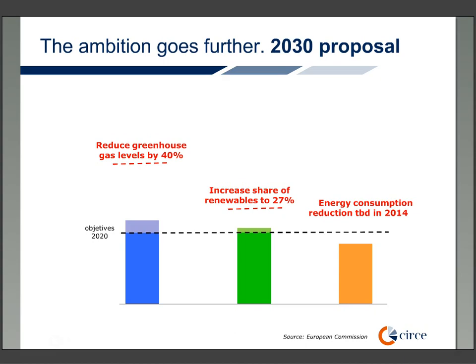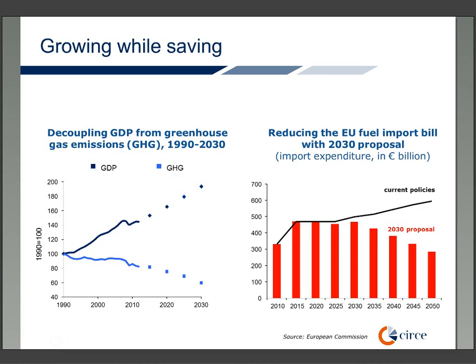One of the global objectives of all this proposal is, in fact, the effective decoupling of the economy from the greenhouse gas emission. The figure on the left shows the evolution and the apparent decoupling of GDP and greenhouse gas emissions.